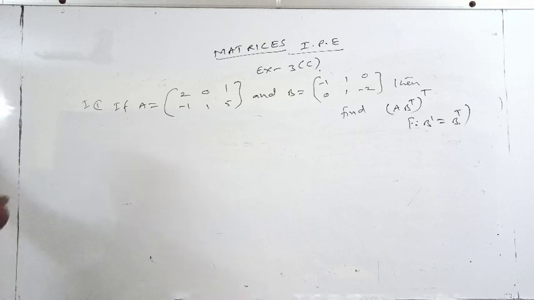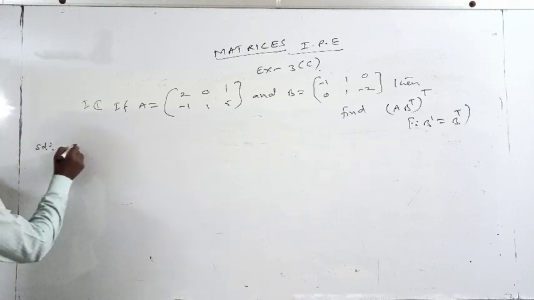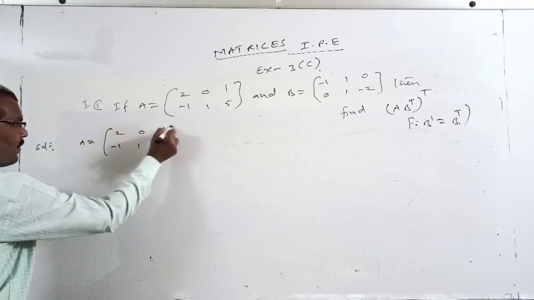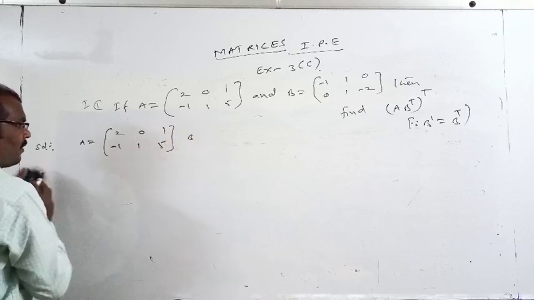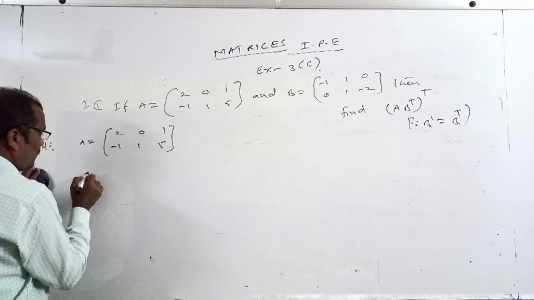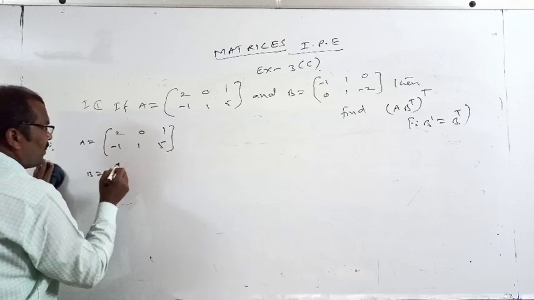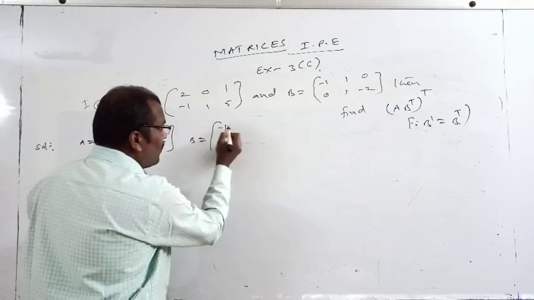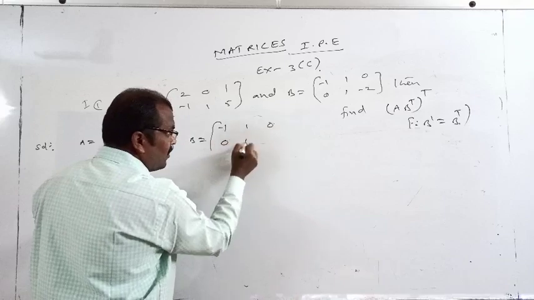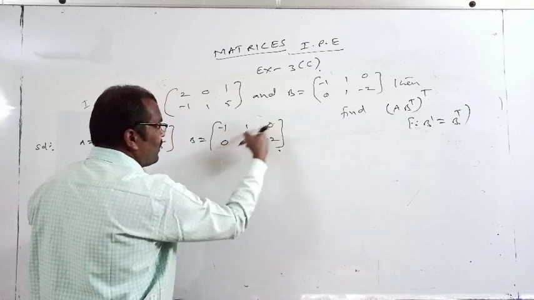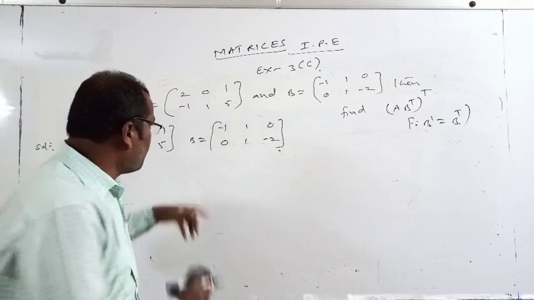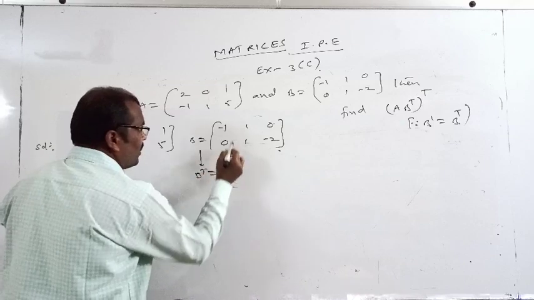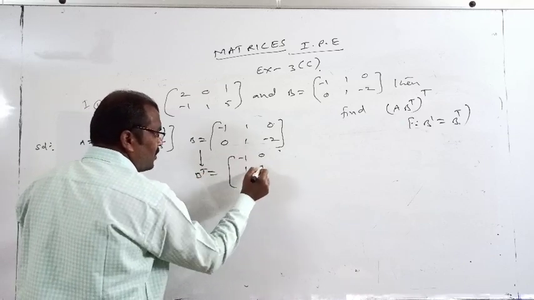Now solution. So A is equal to [2 0 1; -1 5 ...] and B is equal to [-1 1 0; 0 1 -2]. Whenever we have B like this, prepare B transpose from here. So B transpose is nothing but [-1 1 0; 0 1 -2] written with rows as columns.